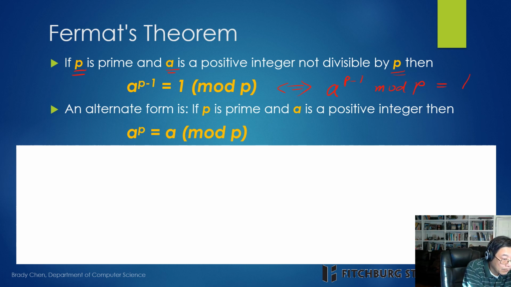Now, the Fermat theorem has an alternative form. If P is a prime number, A is a positive integer. Now in this case, it doesn't have to be not divisible by P, right? A is any integer. And then A to the P equals A mod P. So that means A to the P and A are congruent modulo P. In other words, A to the P mod P is A.